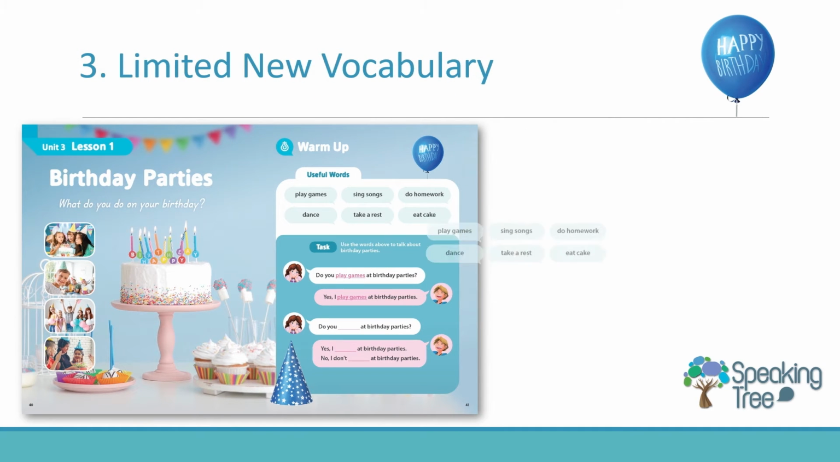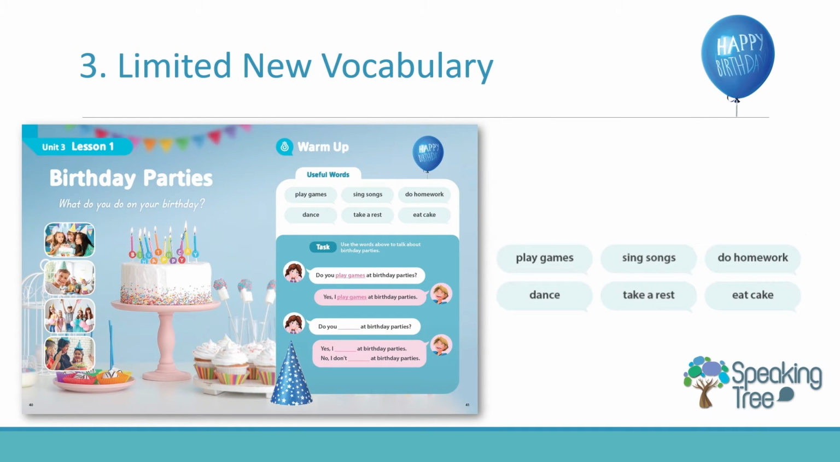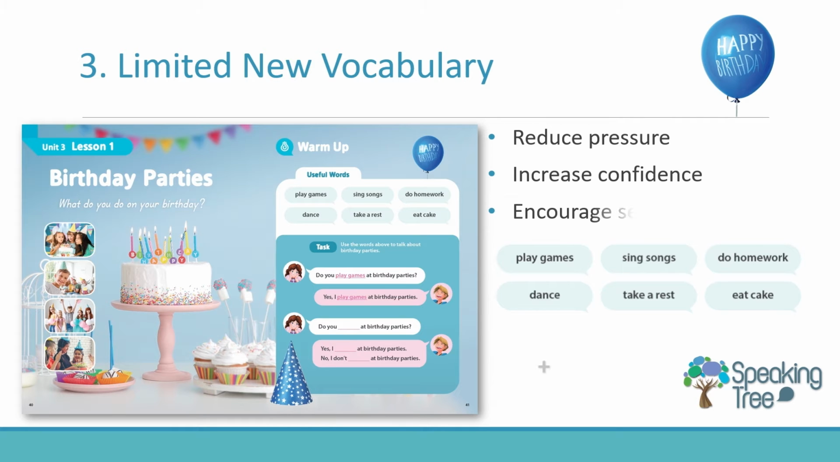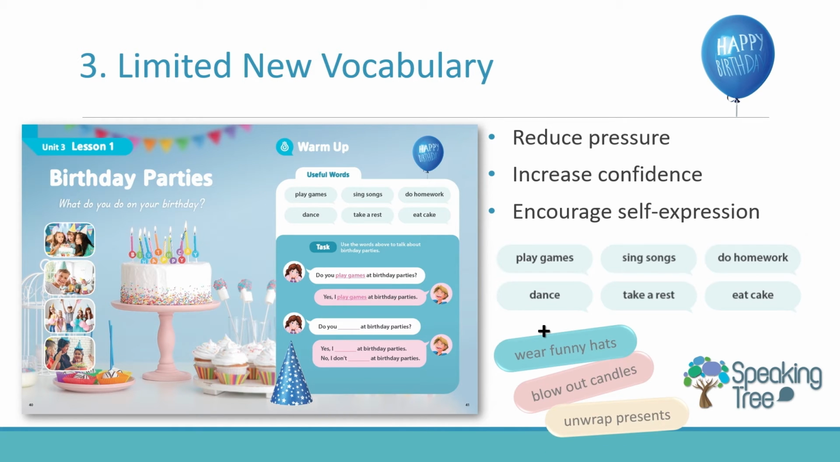Next, Speaking Tree avoids introducing too many complex new words. By simplifying the vocabulary in a level-appropriate way, we reduce pressure on students and increase their confidence to speak more readily. This gives students the courage to seek out more complex new words as they try to express themselves fully.